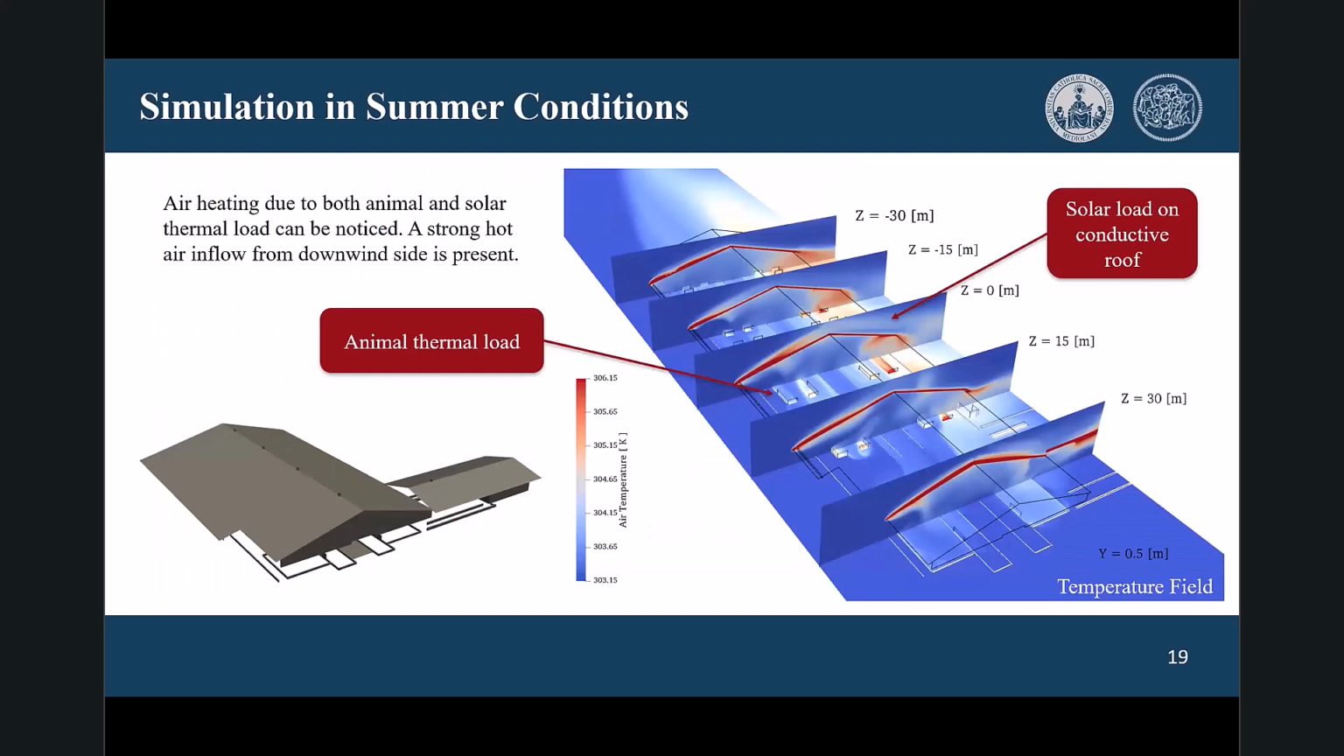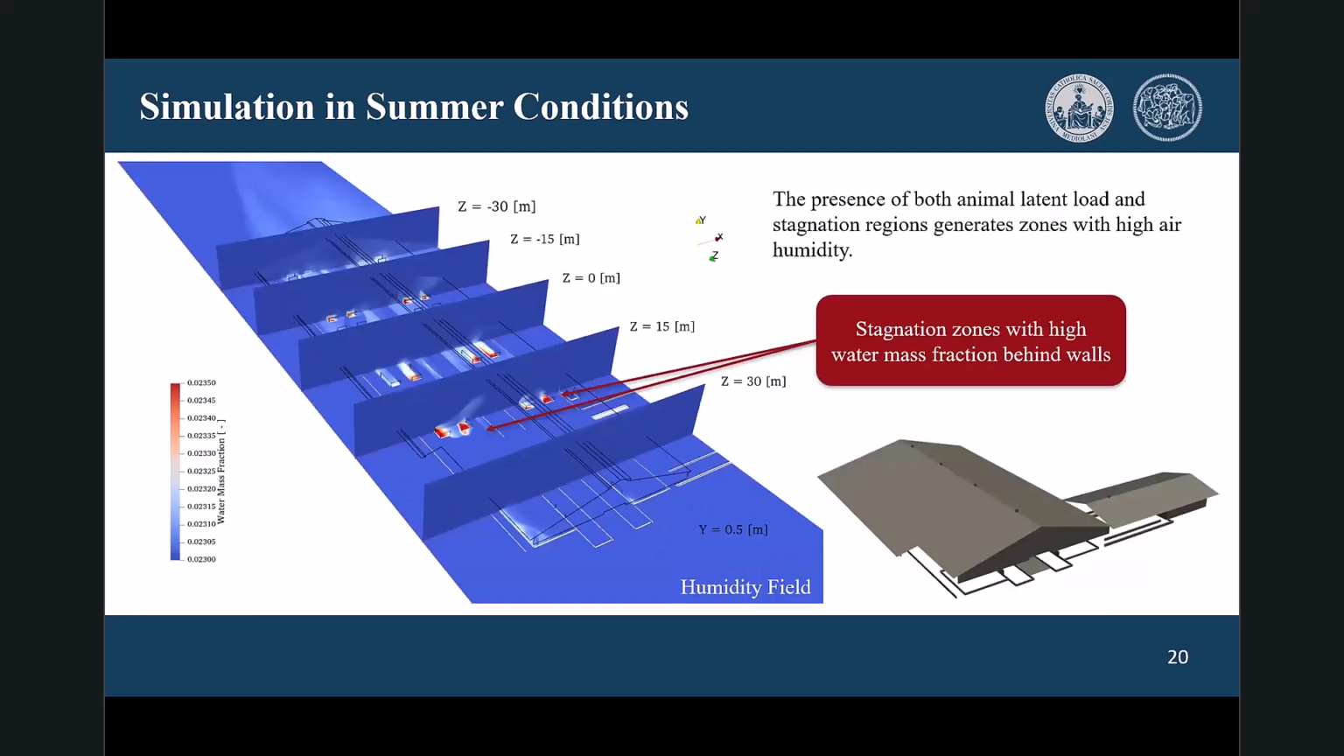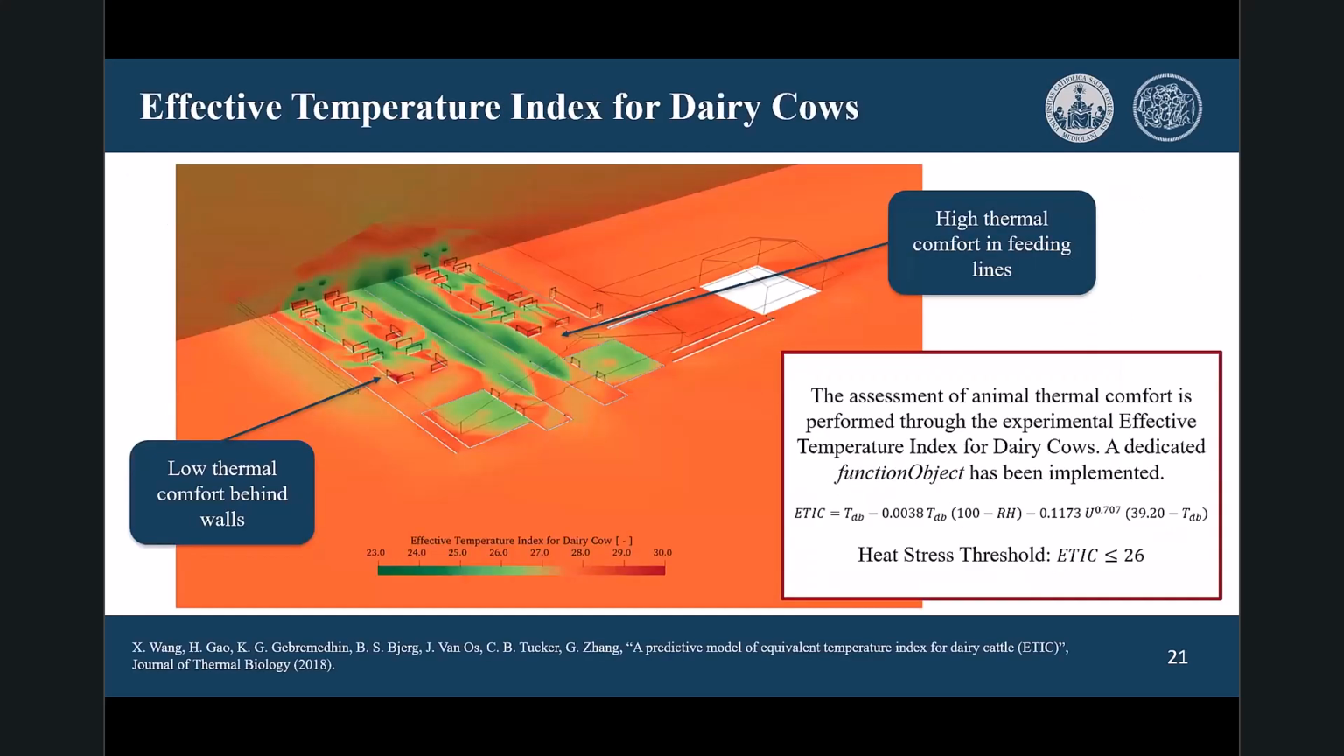Of course, we are also interested in the thermal field, and you can see the heating effect due to the presence of the solar load on the top of the barn and also under the barn because of conduction. And of course, you can also spot the heating effect in the animal occupied zone due to the presence of the animal thermal load. A similar effect can also be seen when looking at the humidity field, as you can see, an increased humidity in the animal occupied zone.